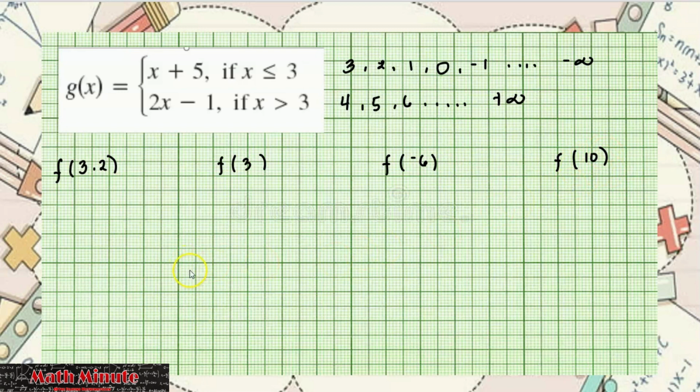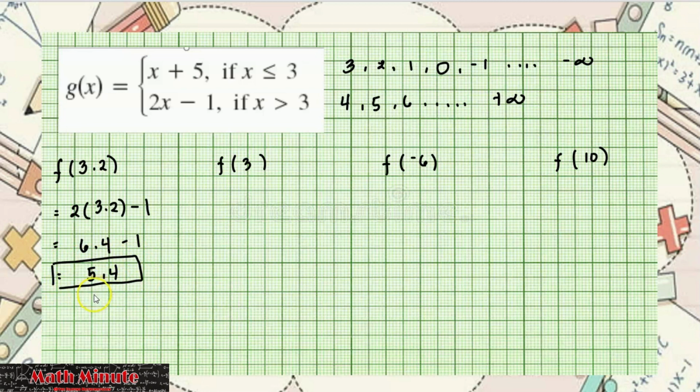So let's start with f of 3.2. We know that 3.2 is greater than positive 3. So we also include here the decimals, the fractions, as long as it's greater than 3. So meaning we will use 2x minus 1 as your function here since 3.2 is greater than 3. So this will be equal to 2 multiplied by 3.2 minus 1. 2 multiplied by 3.2, that will be 6.4 minus 1. And 6.4 minus 1 will be 5.4. So f of 3.2 is equal to 5.4.